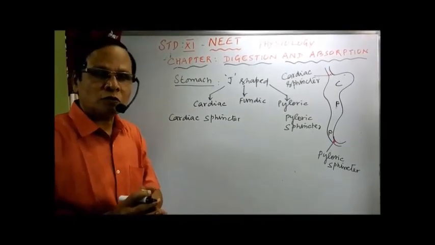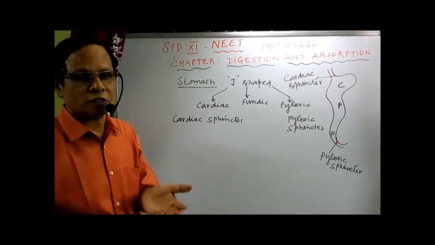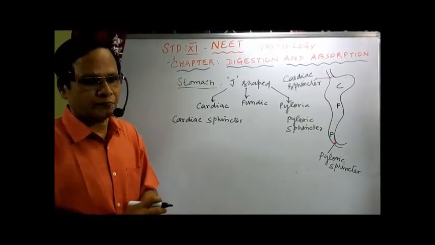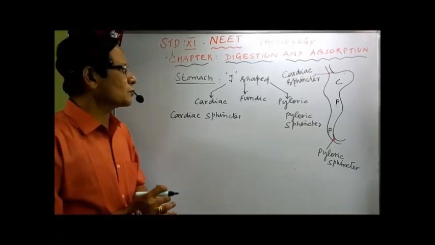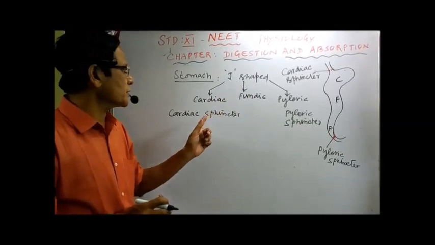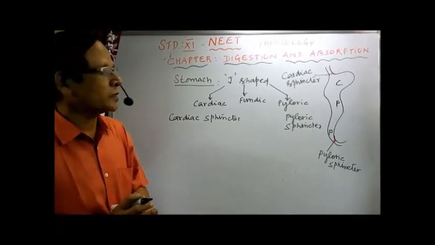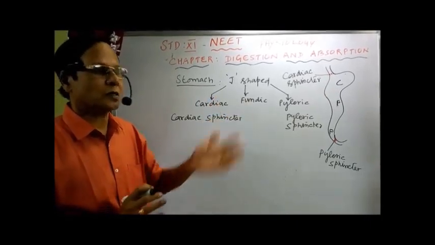Now, newborn children very often have regurgitation, what is called vomiting. There are different reasons for vomiting. One of the reasons is that this cardiac sphincter is poorly developed in newborn infants. That's why they very often regurgitate the milk.